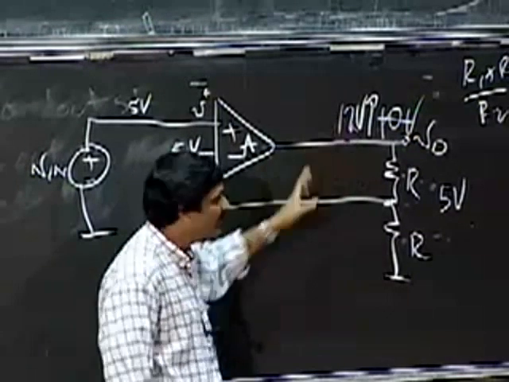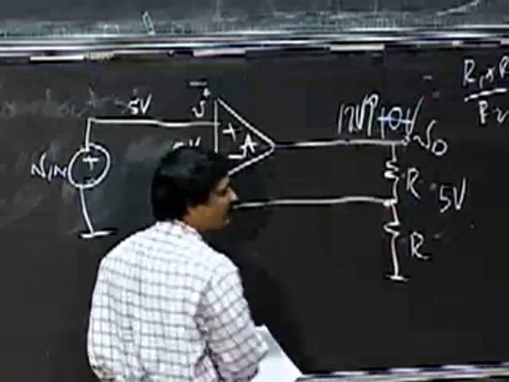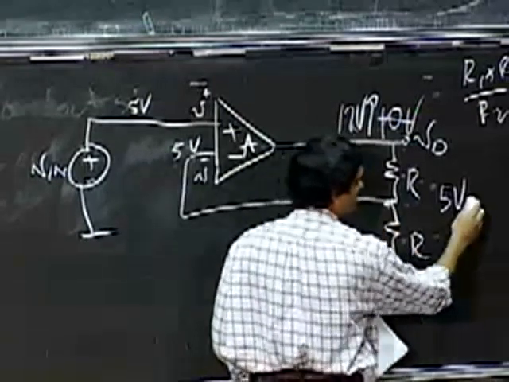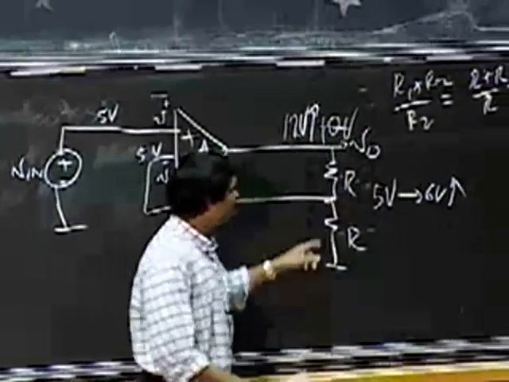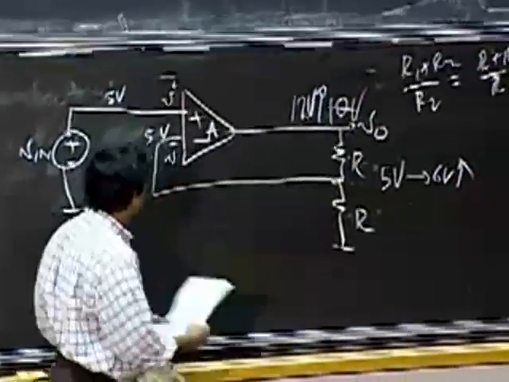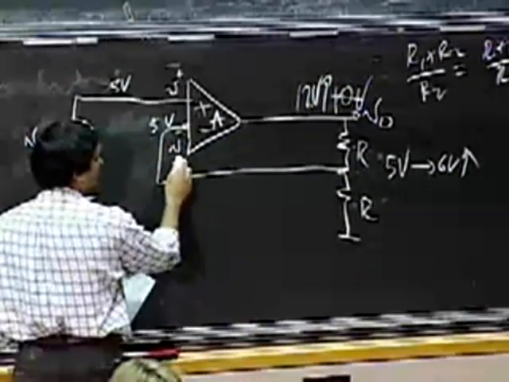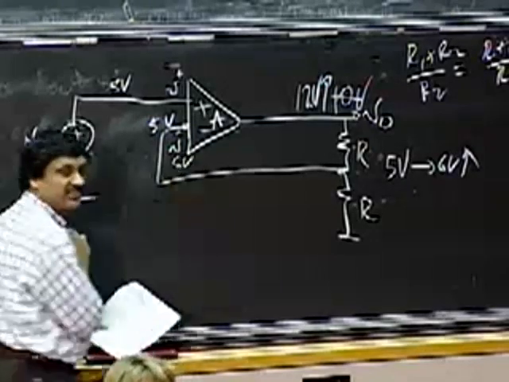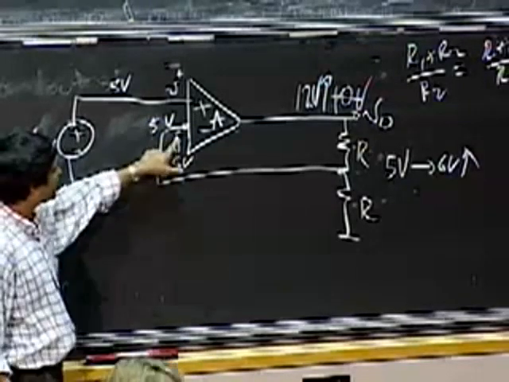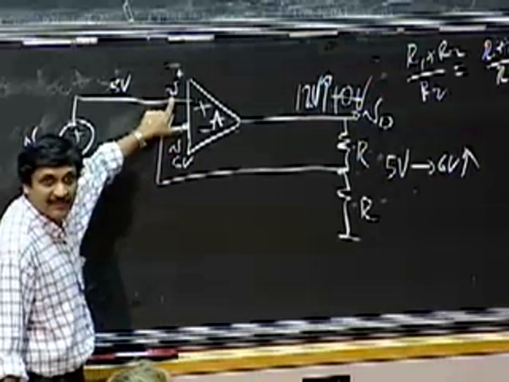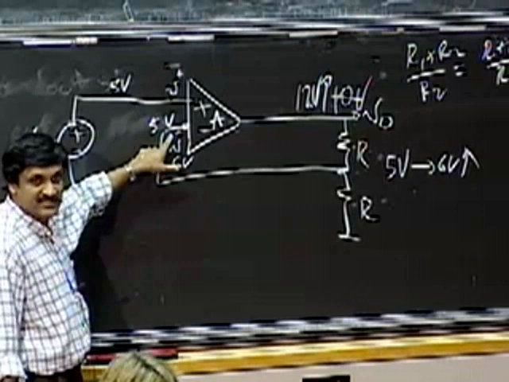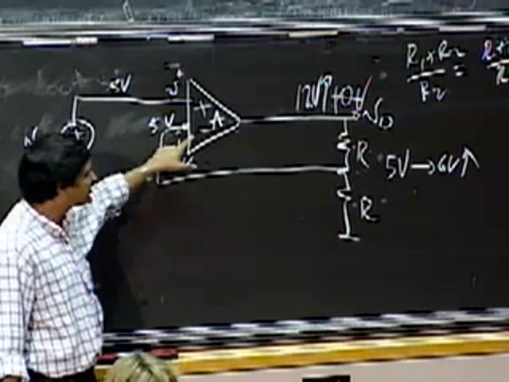Let's say V0 goes to 12, hypothetically. If that goes to 12, what should this node go to? 6, exactly. So this goes to 6 volts. If that goes to 6, what does V minus go to? 6 volts again. Now at the input I have 5 volts at V plus and 6 volts at V minus. So where should the output go?